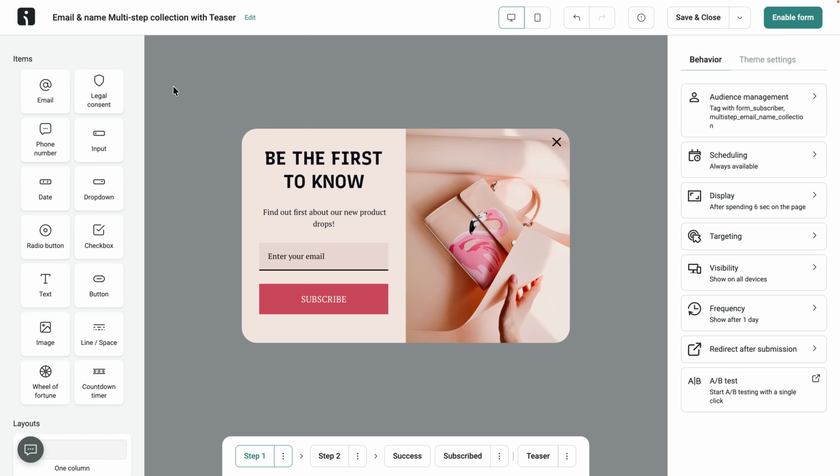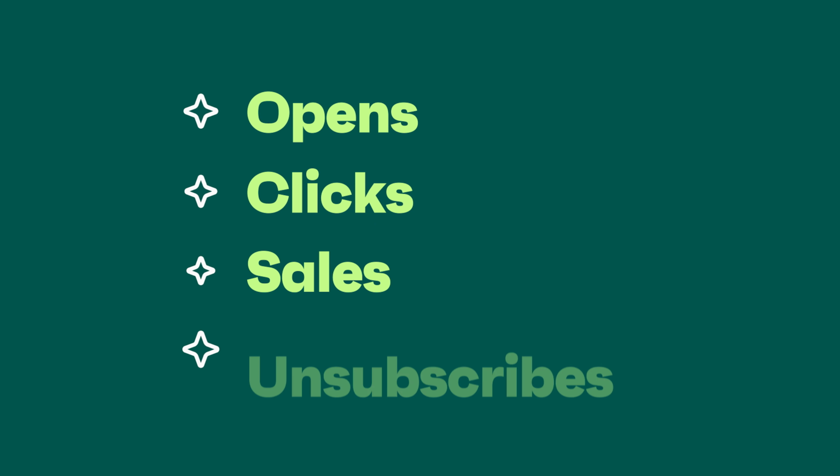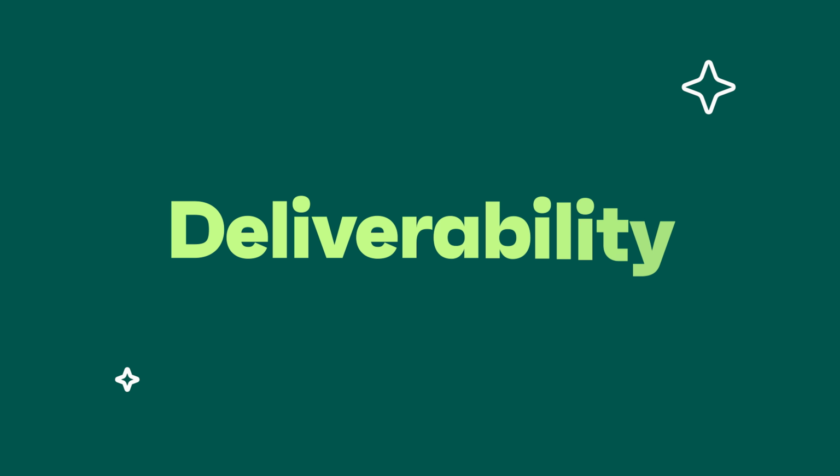Find the weak point in the campaign. Opens, clicks, sales, unsubscribes, or deliverability. Go to Reports, then Campaigns. Open the campaign report and check open rate, click rate, orders, revenue, spam complaints, and unsubscribes.